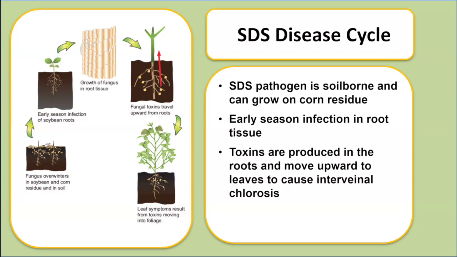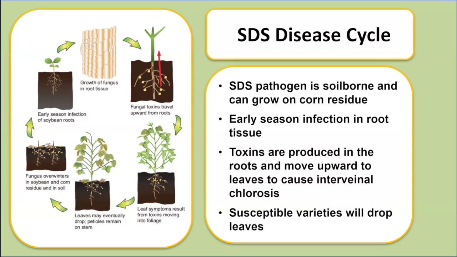Now, when this establishes itself at high enough levels, these leaflets will start to drop to the ground prematurely. And one of the key diagnostics here is that the petioles will remain attached to that stem. So it will be a bunch of naked stems with these little pointy petioles sticking out all over the place.